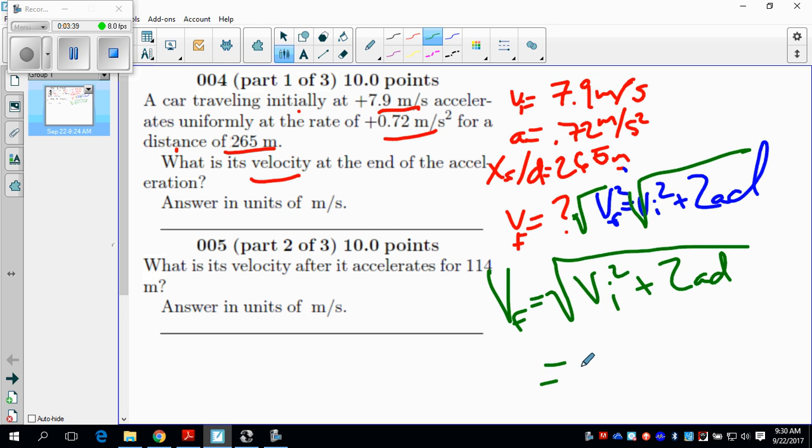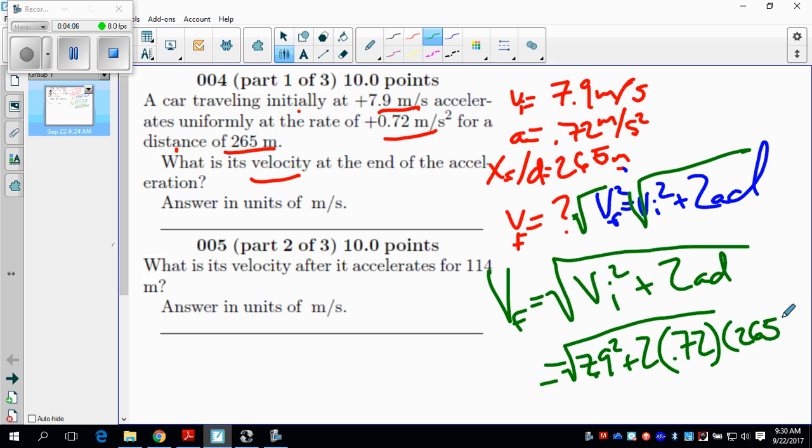All right, so now we can plug in our numbers underneath. My VI was 7.9. Square it plus 2 times our A, which was 0.72, times our D, which is 265. In your calculator, I would put it all in on one line. Do your square root. It'll open up with parentheses. Do your 7.9. Square it plus your 2 times your A times your D, all in one line in your calculator, and there's less of a chance of having a mix-up as you go through. All right, now that'll get you your answer.